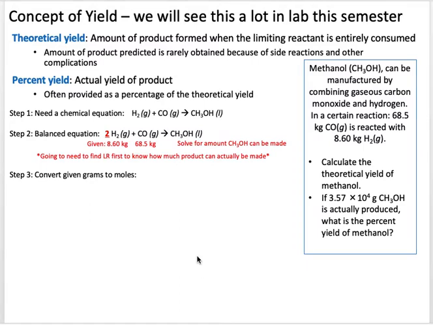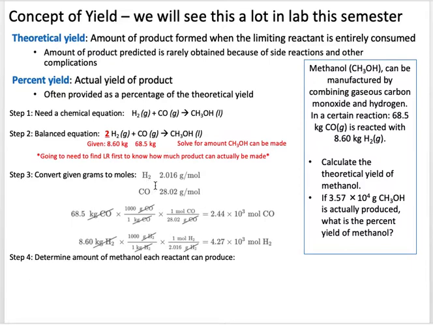So we're going to go through all those steps again that we did with the previous example, and then at the end we're going to add in the yield portion. We know that grams, or in this case kilograms, are pretty useless to us and that we have to get into moles first. So go ahead and convert our givens into moles. Pause the video and do that. All right, we have our molar masses, we convert, and we end up with 4.27 times 10 to the 3 moles of hydrogen gas, and 2.44 times 10 to the 3 moles of carbon monoxide.